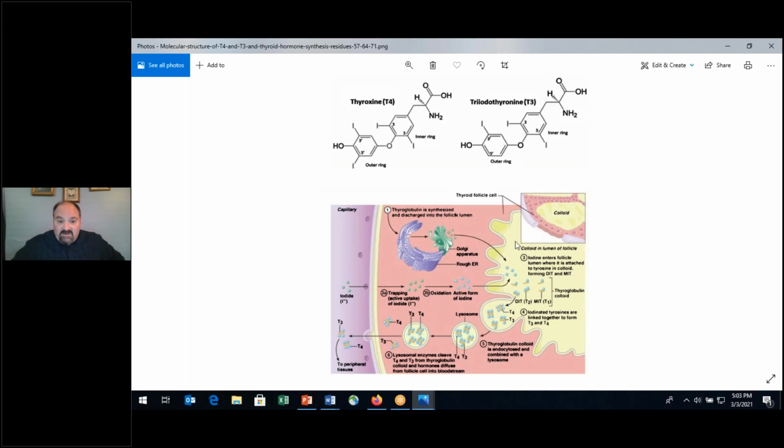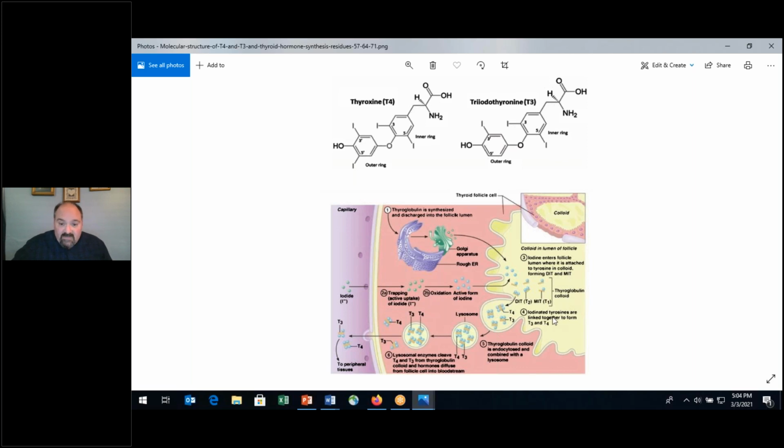Okay, so let me just show you this here as far as thyroglobulin synthesized and discharged into the follicular lumen. So that would be here as far as we're present in the colloid, sending it into the colloid. And you'll see here that iodine is very important in the production of thyroid hormone. Now the iodine enters the follicle lumen and it's attached to tyrosine, which is an amino acid. So iodine and the amino acid produce this thyroglobulin colloid.